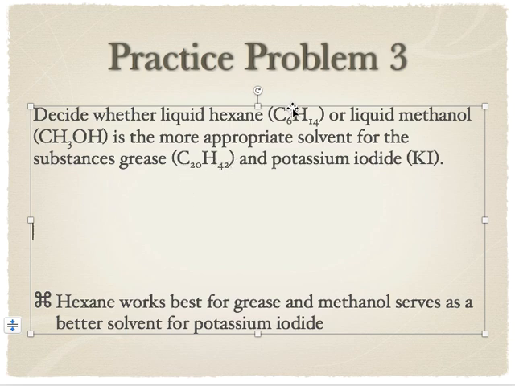So we would want to use hexane if we were trying to dissolve that. That would give us the best exothermic step 3, or interactions. Potassium iodide being an ionic and a weak ionic at that, I would use methanol to dissolve that.